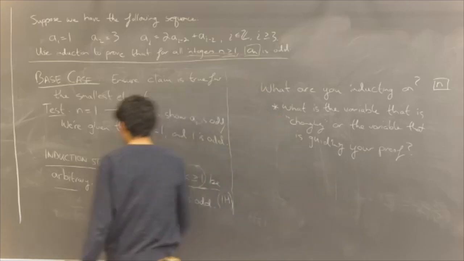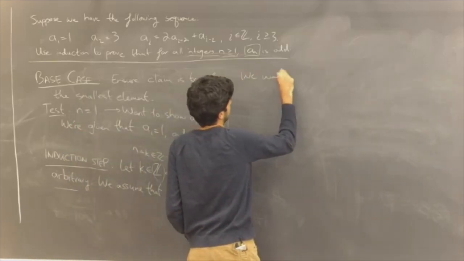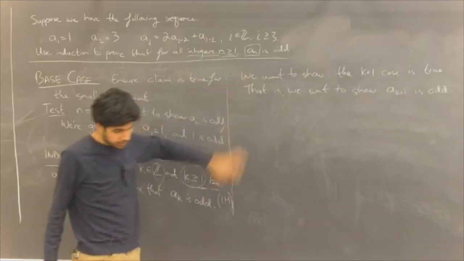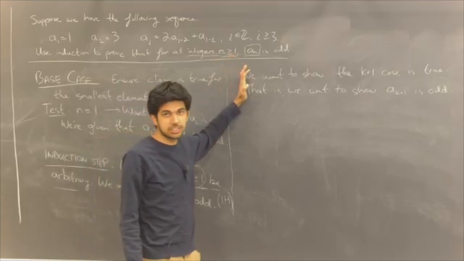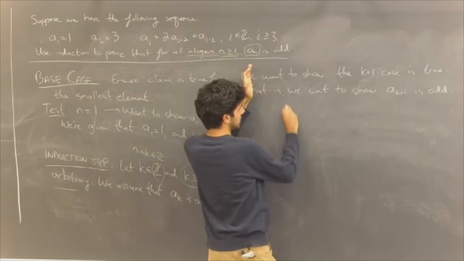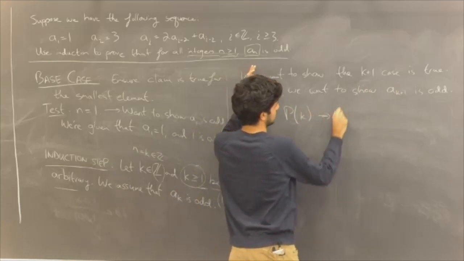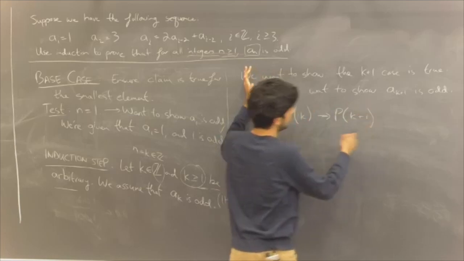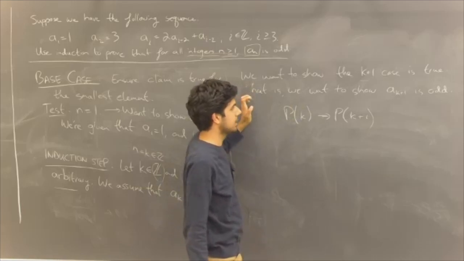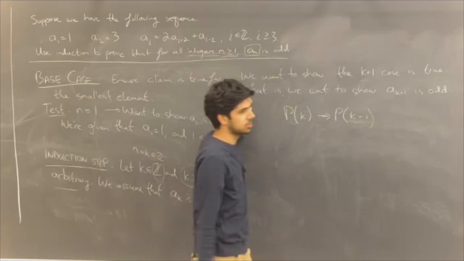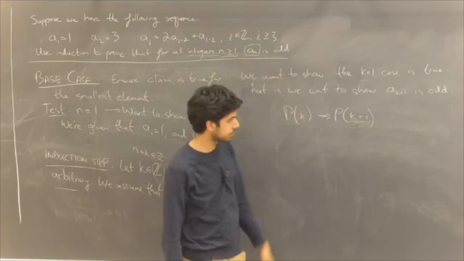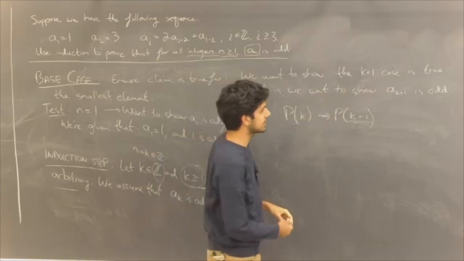Now we finish up the proof. So now that we've done all of this, the whole point of the induction step is to show that the k plus 1 case is true. Remember in the slides we said p of k implies p of k plus 1. There's no p notation here because I didn't feel like defining that, but we're trying to show that the k plus 1 case is true. The proposition of something being odd holds for the value k plus 1. So in this case, we're trying to show a sub k plus 1 is odd.